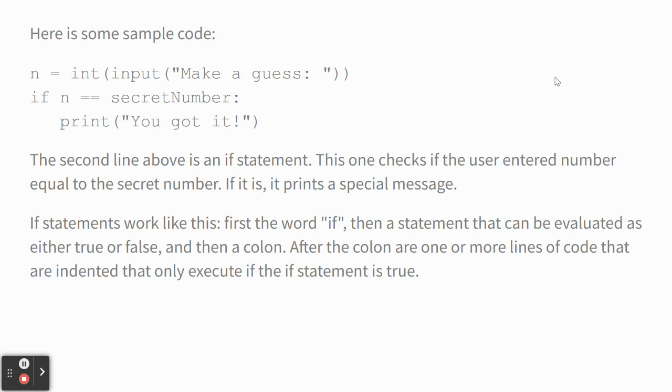An if statement has the word if, and then it has a condition that can be either true or false. Notice it's really important that you have two equal signs if you're checking if something is equal to something. That's how you compare two things. When you have one equal sign, that's called an assignment variable. Like you're saying x, my variable x, I want it to be equal to 5. But here you're saying, hey, is n equal to secret number? And if it is, then it does what's underneath.